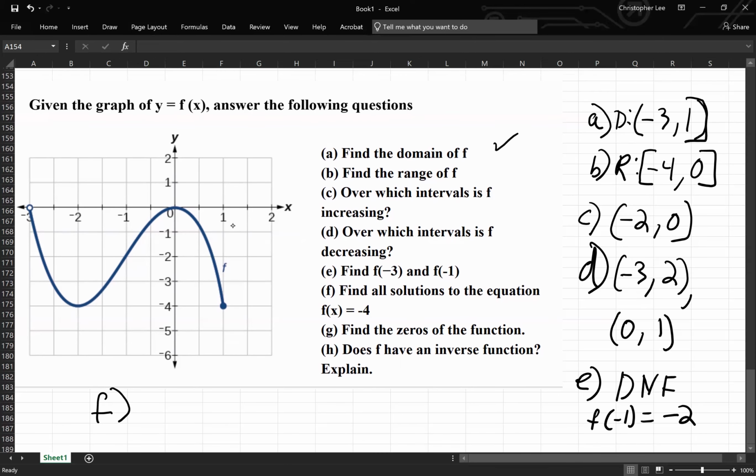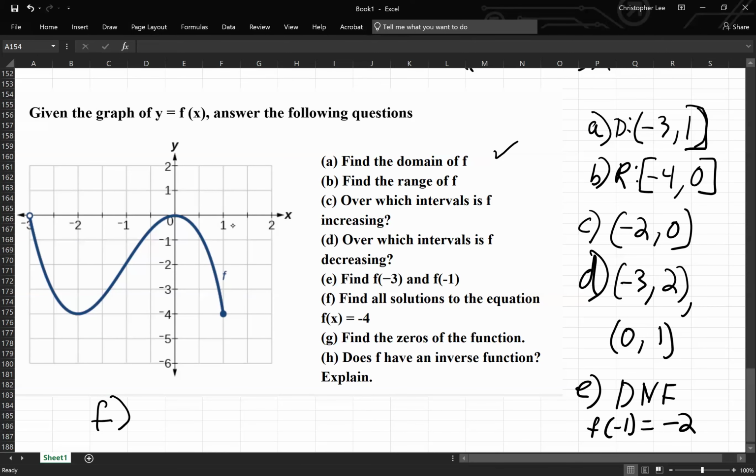So find all the solutions of f(x) = -4. Okay, so let's go down to where -4 is. I'm looking at these 2 points right here. This point is (1, -4), and this point is (-2, -4). All right. So for f, what are my solutions? I have x equals -2, and x equals 1.